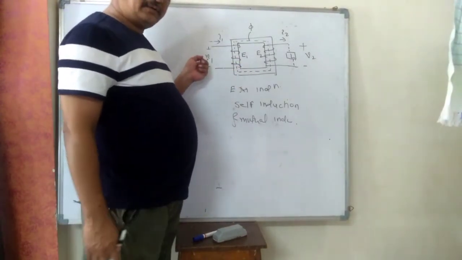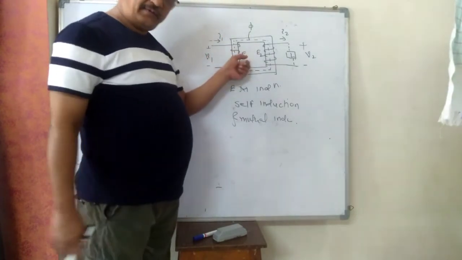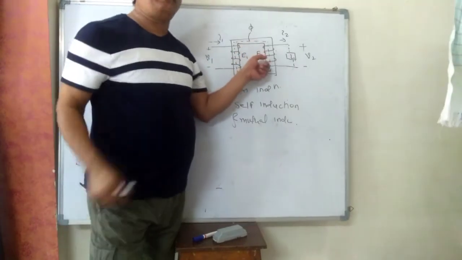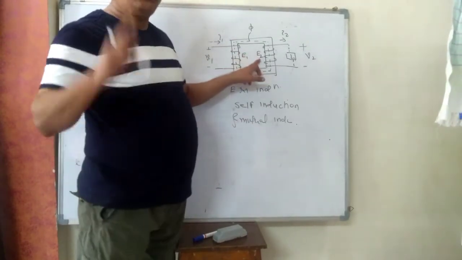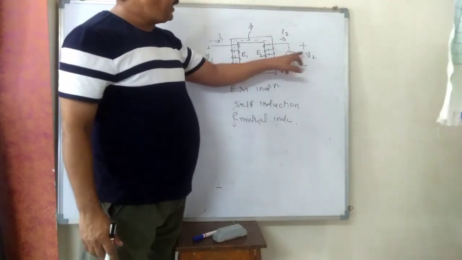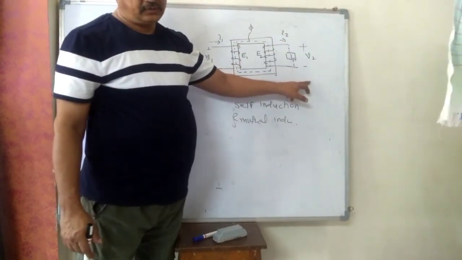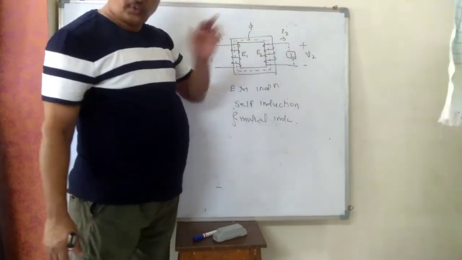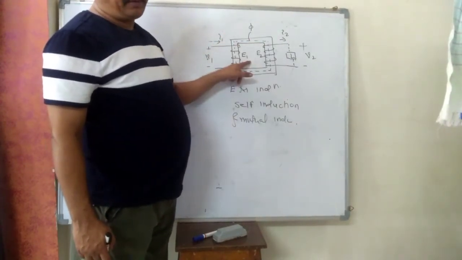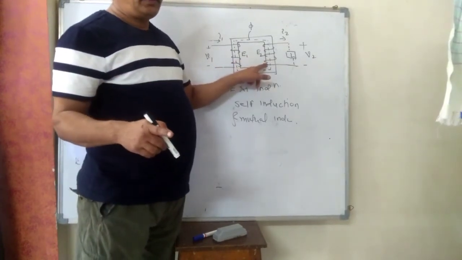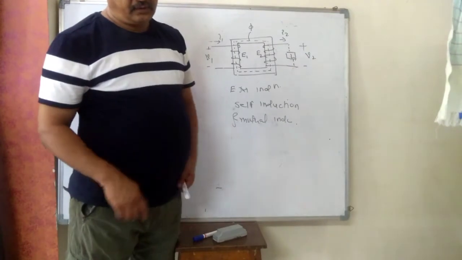So when V1 is provided, I1 flows, it sets a flux in the winding that induces EMF E1. E1 induces mutually induced EMF E2. So E1 is self-induced EMF, E2 is mutually induced EMF. And then secondary carries current I2 when load is connected, and it produces voltage V2. For V2 and I2, it is essential to connect load. That is the sequence. Right?